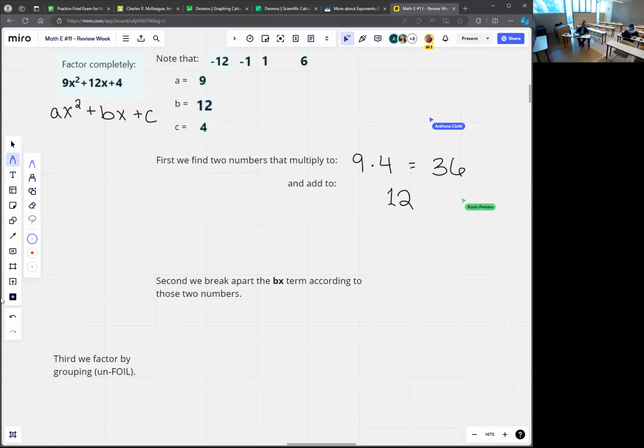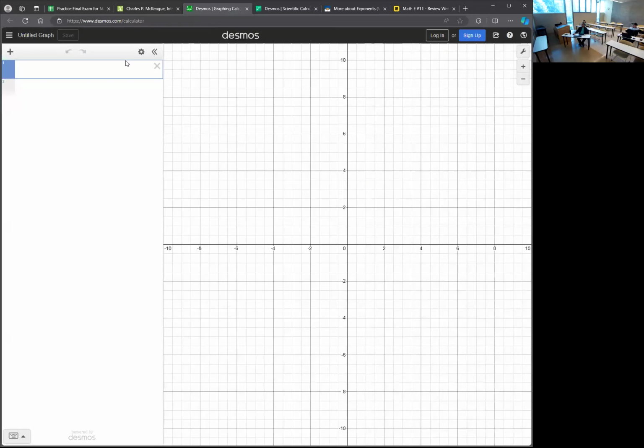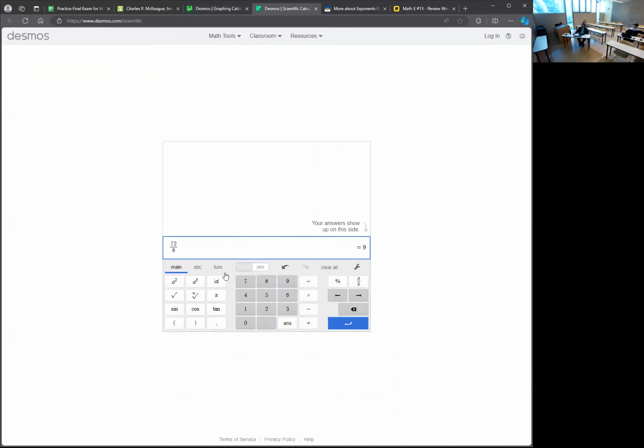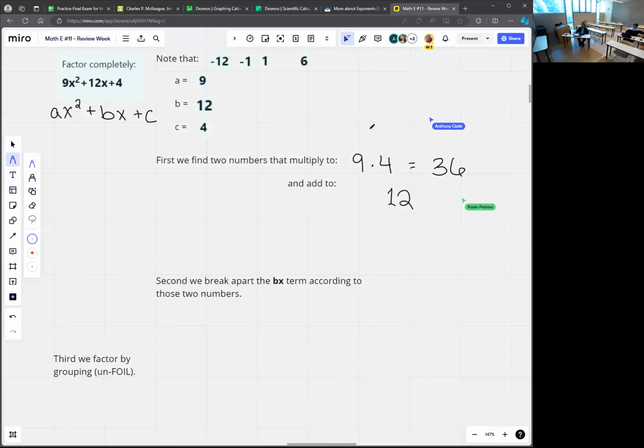So again, if you're not great at times tables in your head, then you can just use your calculator. But this time you saw it. Well, luckily I only remember 6 times 6 is 36. So 6 and 6.